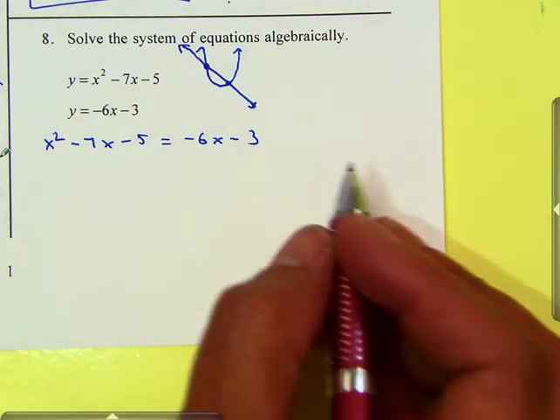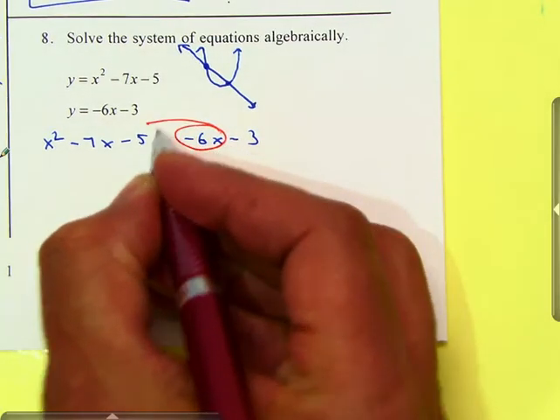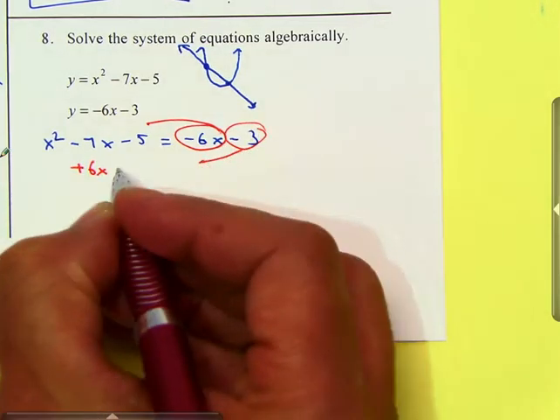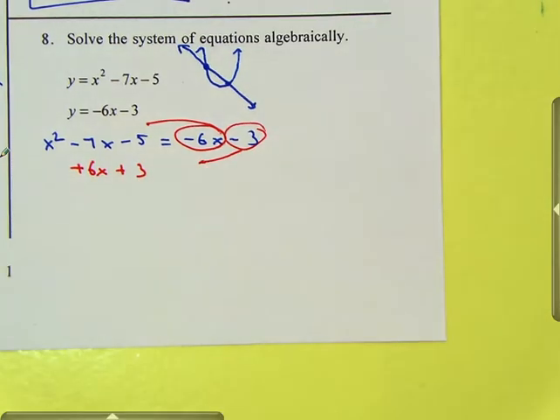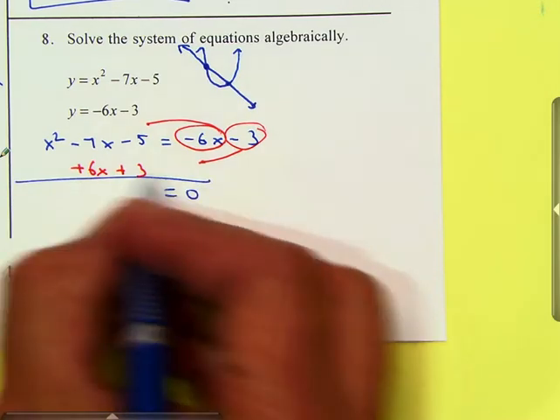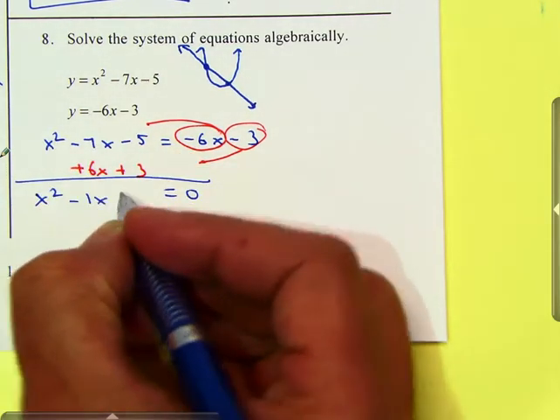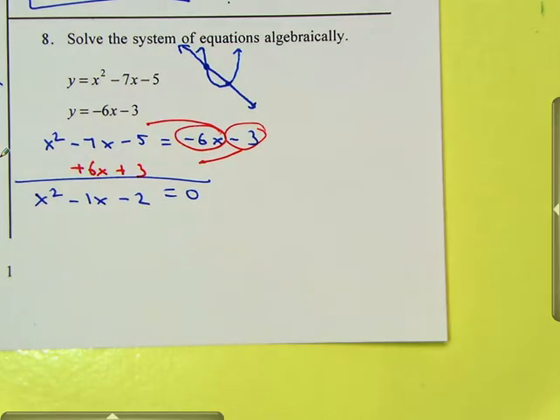So what should I do? Correct. Move my negative 6x to the left, we can say positive 6x. Move my negative 3 to the left, we can say positive 3. Because I want to make it equal to 0. There's nothing left on the right. And now I can combine it. Gives me x squared minus 1x, or minus x, minus 2.